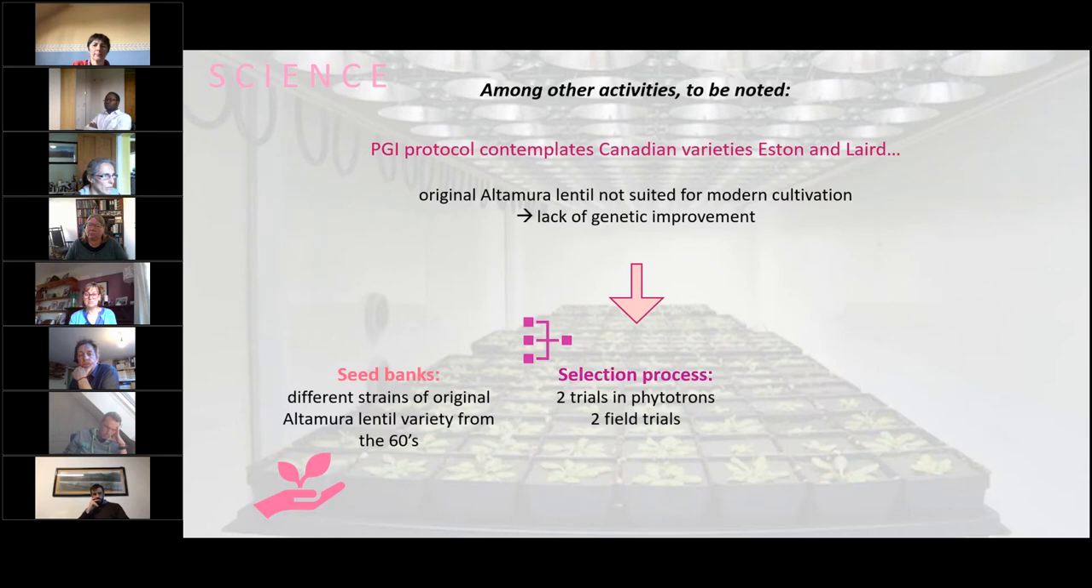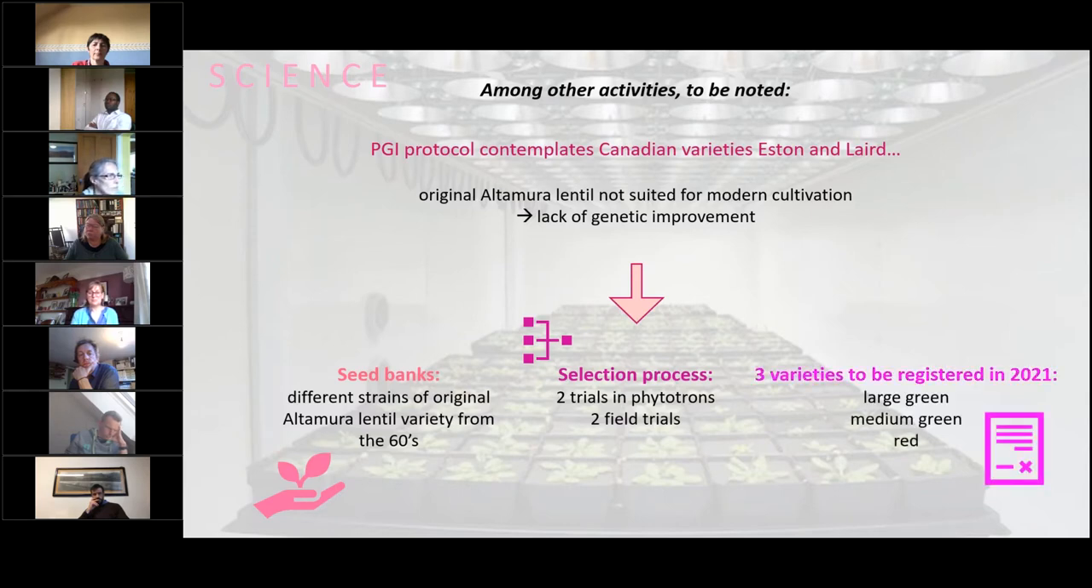Then they multiplied and selected these materials in phytotrons to have faster cycles, more cycles in the year, and then in field trials. And finally, after 2 years of activity, or maybe three, now in 2021, they are gonna register a large green, a medium green, and a red Altamura strain. So coming from the original Altamura lentil, no more from foreign varieties, they're gonna register them in the protocol of the PGI. And this is going to be a very interesting story if they succeed, because it is not so common to sustain such a genetic research in short time.